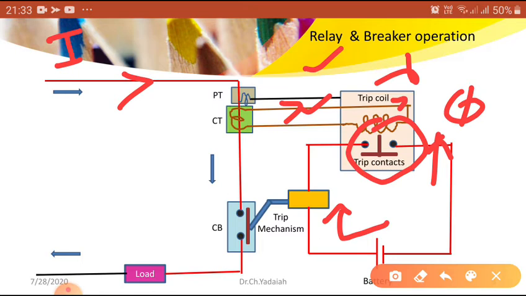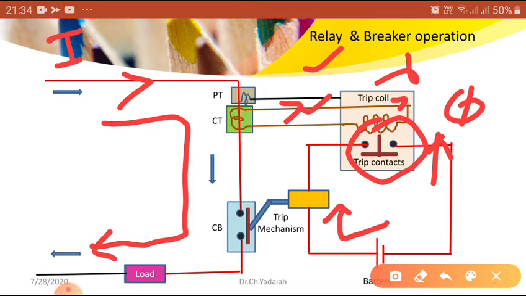So now there is no signal given to the breaker. So the breaker will not operate, and the status will remain the same. Now let us assume this is a closed position. Then whatever current is entering here is going to the load. This is under normal condition.